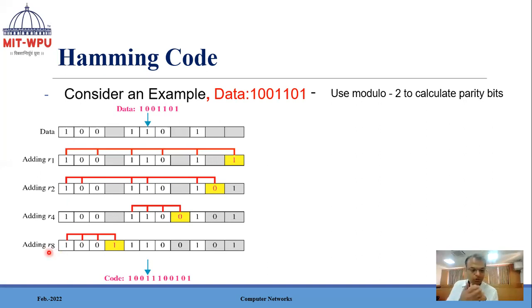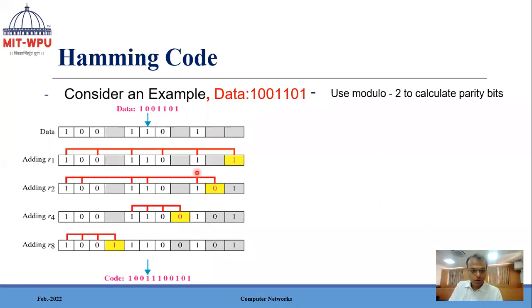Okay. Now, for R1, which are the positions you are going to consider? This value, this value, this value. Wherever the last bit is 1, you consider those positions.